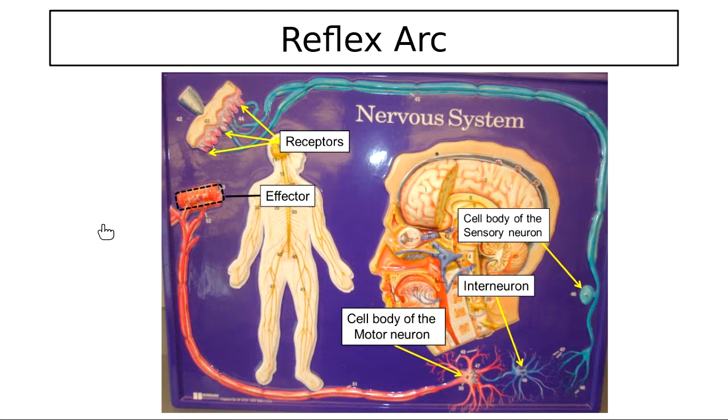The interneuron there is also called an association neuron. It can not only transfer an impulse from the sensory neuron to the motor neuron, but it can also relay impulses up and down the spinal cord, up and down to other muscles, other motor neurons, and up to the brain for interpretation of something happening down here.